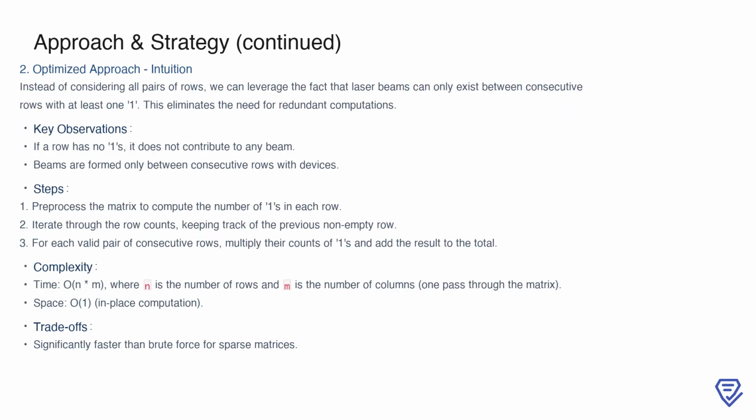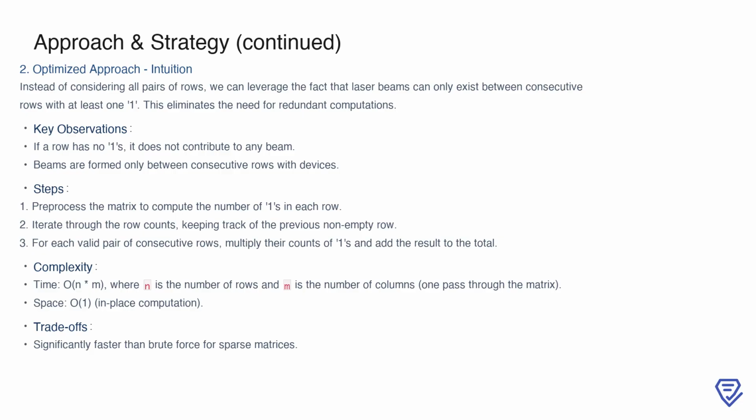Now, an optimized approach addresses the inefficiencies of the brute force method by narrowing down the rows we consider. The key insight here is that laser beams can only form between consecutive rows that contain at least one 1. Rows without any ones are irrelevant because they don't contribute to any beams. This eliminates the need to compare all pairs of rows.